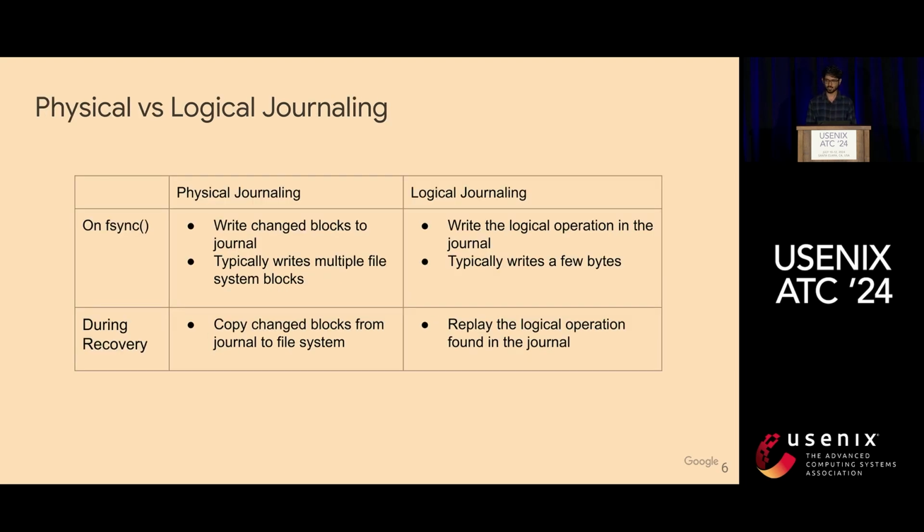There are two main types of journaling: physical journaling and logical journaling. What we saw in the previous slide was physical journaling, where you write entire copies of metadata blocks to the journal. In a logical journal, instead of writing changed blocks, you write the operation that is being undergone to the journal. So logical journals typically just write a few bytes on fsync, but a physical journal ends up writing more blocks.